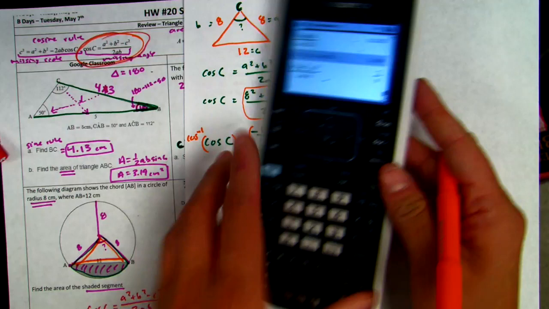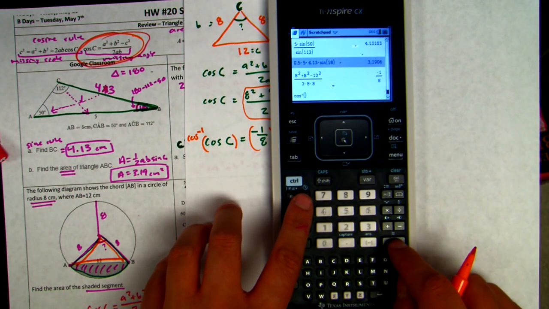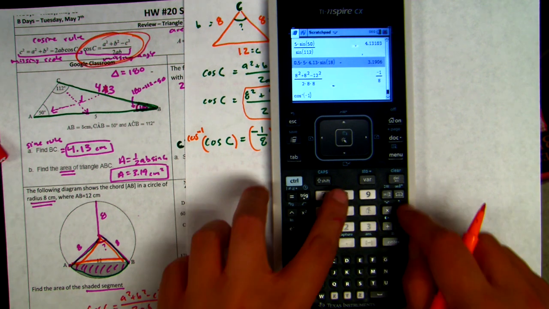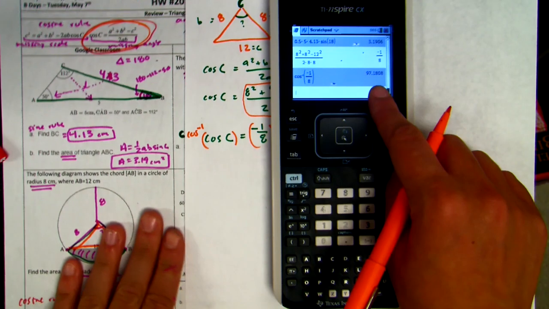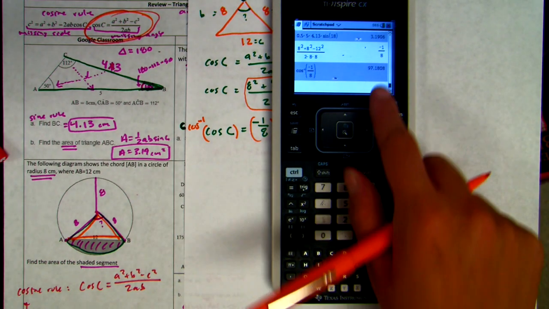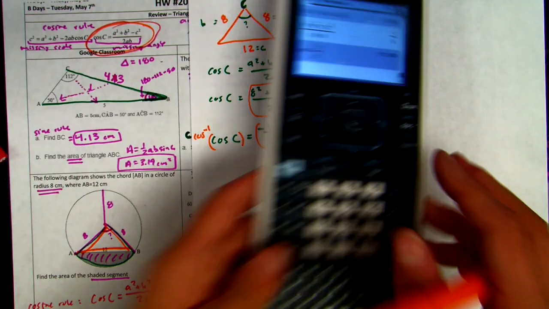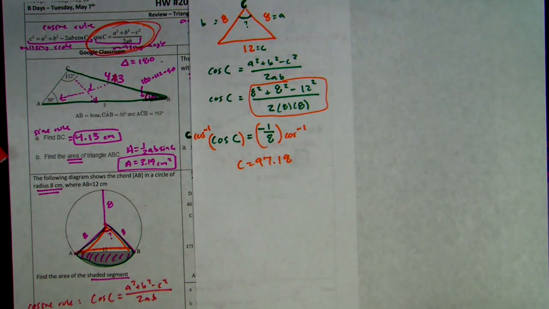If you're looking for that on your calculator, look where it says trig cosine negative 1 is equal to negative 1/8. If you do not have a calculator at home, you can go to desmos.com/calculator. They have trig functions in that as well. So my angle measure is 97.18. So C is equal to 97.18.